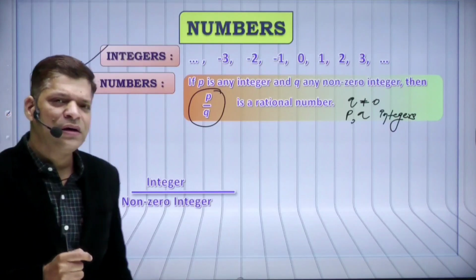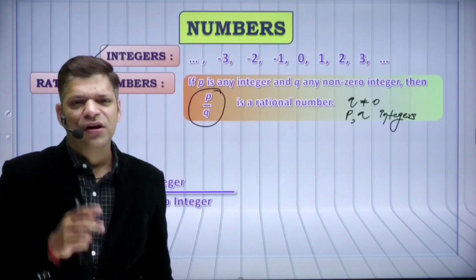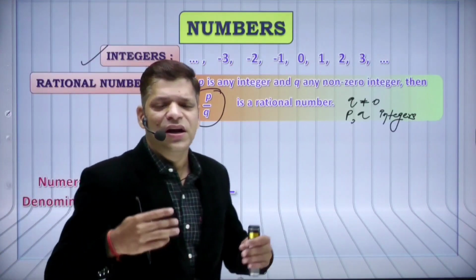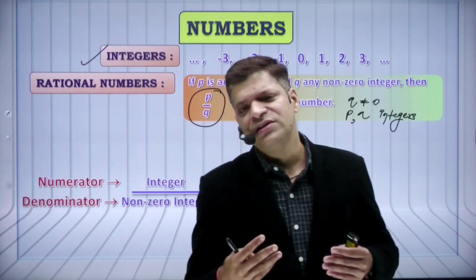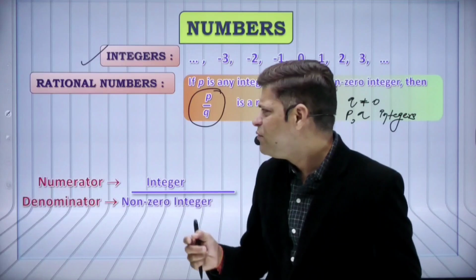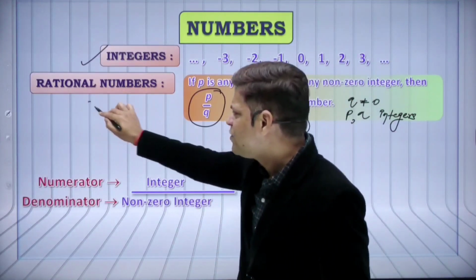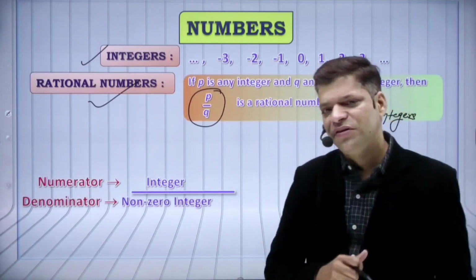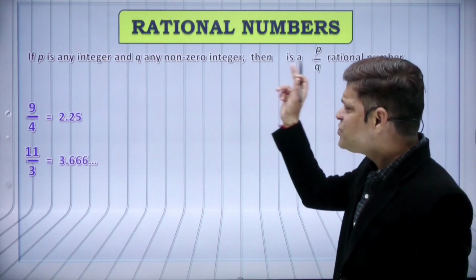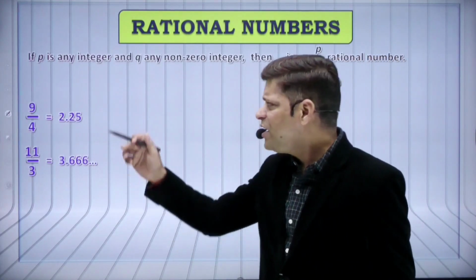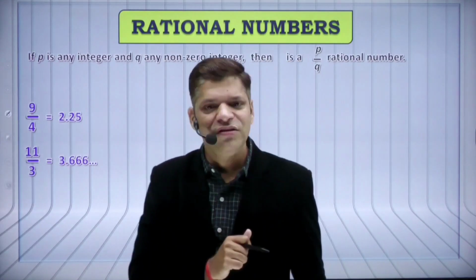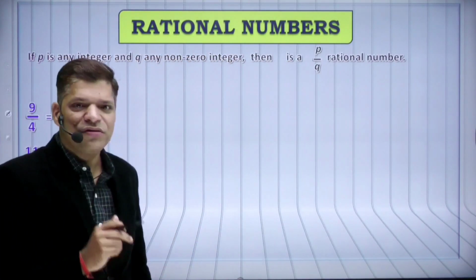So after the study of integers, we studied rational numbers. That is, when we take the fractional form of integers, in which we introduce a non-zero integer in the denominator, we find that the new number form is called rational numbers. So now the next one, rational numbers. What we studied about rational numbers is that if p is any integer and q is any non-zero integer, then p by q is a rational number.